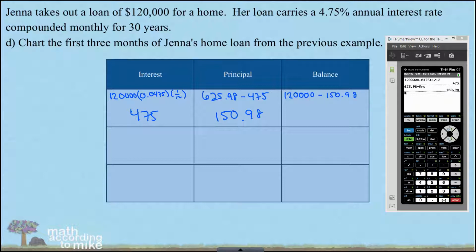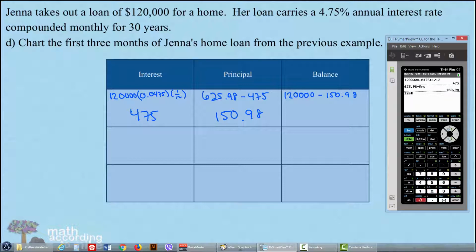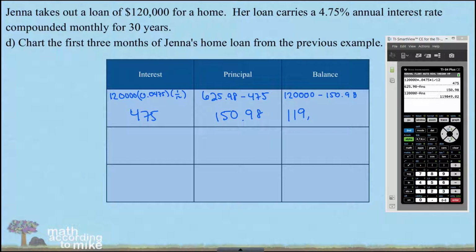We only gave it 150.98. So now there's 119,849 and 2 cents left over to pay. So that was month number 1.